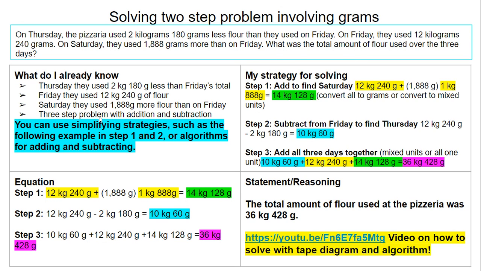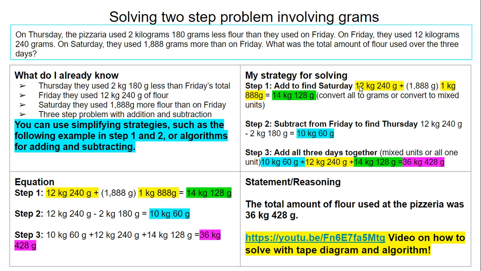So plugging in what I already know. I know on Thursday, they used less flour than on Friday, 2 kilograms, 180 grams. On Friday, they used a total of 12 kilograms, 240 grams of flour. That's the one piece of information that we know. Saturday, they used 1,888 grams more flour than on Friday. You're again going to be using addition and subtraction. So the first thing I would want to know is Saturday, because I know what Friday already used.